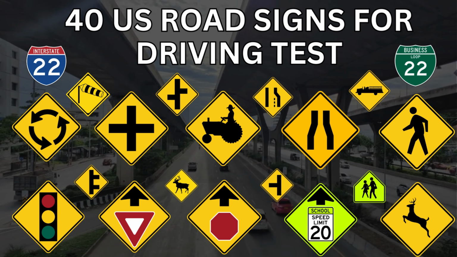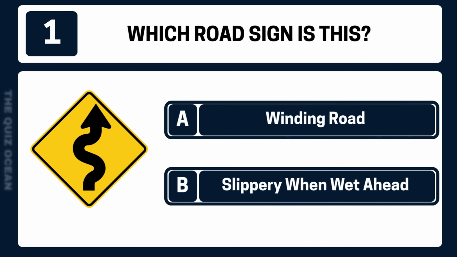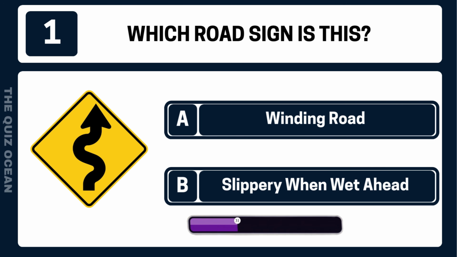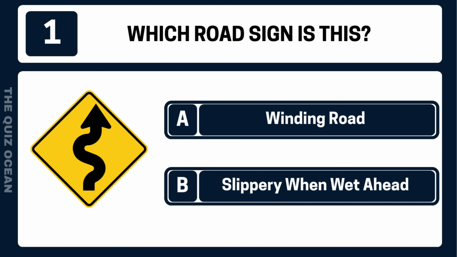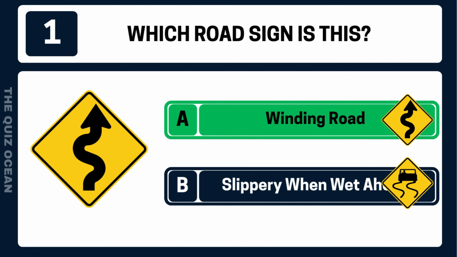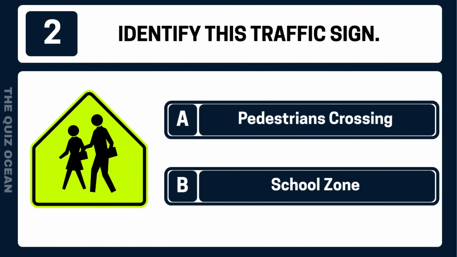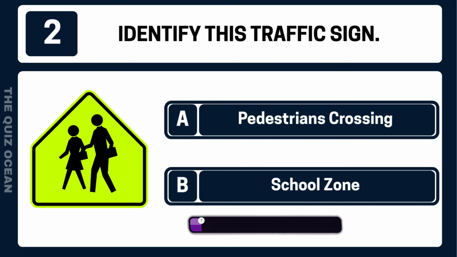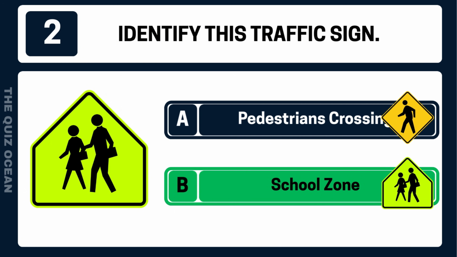Let's get started. Question 1. Which road sign is this? A. Winding road. B. Slippery when wet ahead. The answer is A. Winding road. Question 2. Identify this traffic sign. A. Pedestrians crossing. B. School zone. The answer is B. School zone.